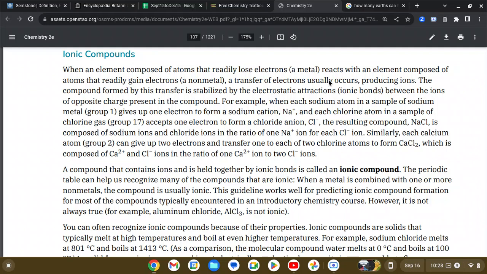Similarly, each calcium atom can give up two electrons and transfer one to each of two chlorine atoms to form CaCl2, which is composed of Ca2+ and Cl- ions, in the ratio of one Ca2+ ion to two Cl- ions.